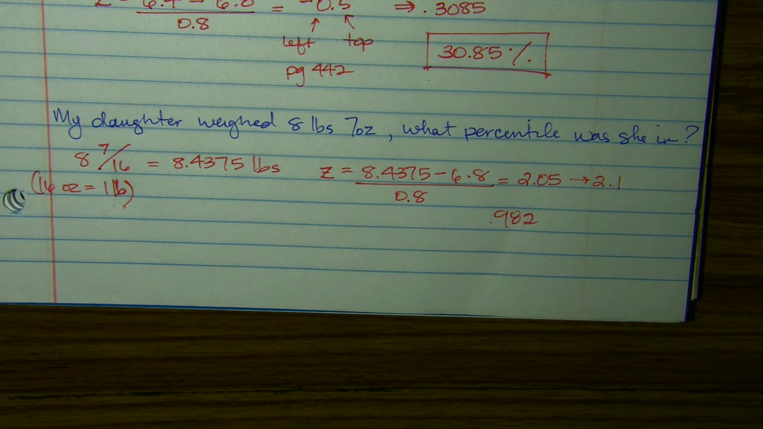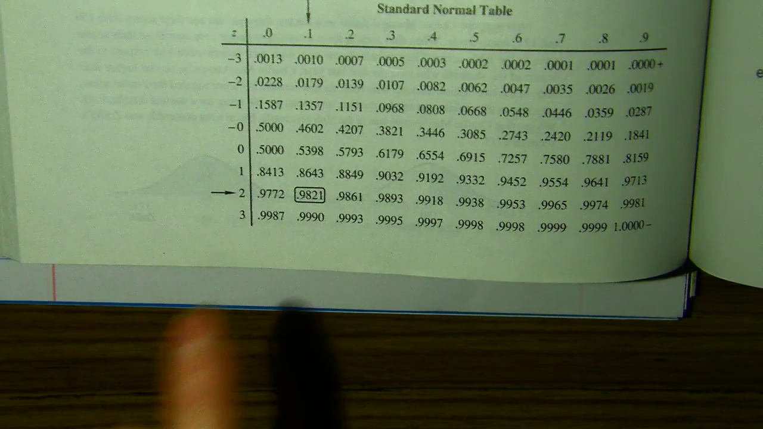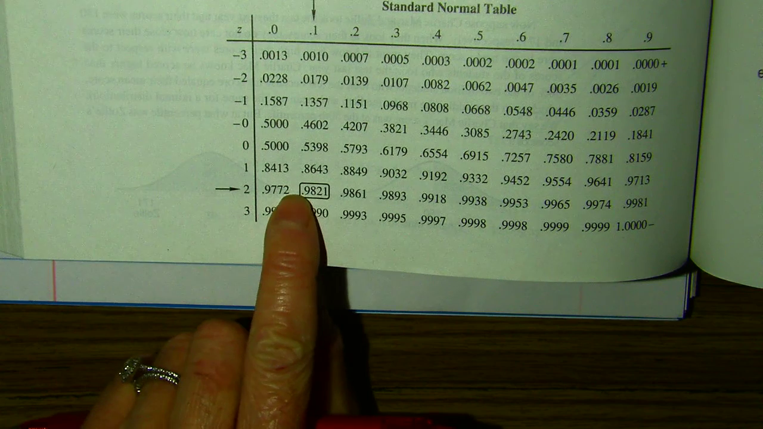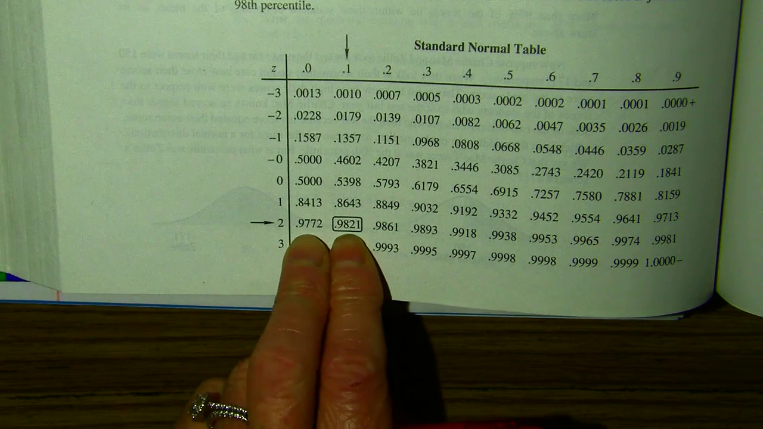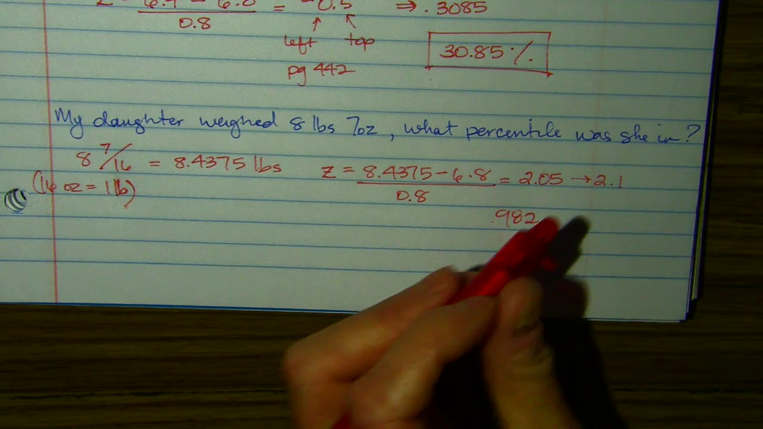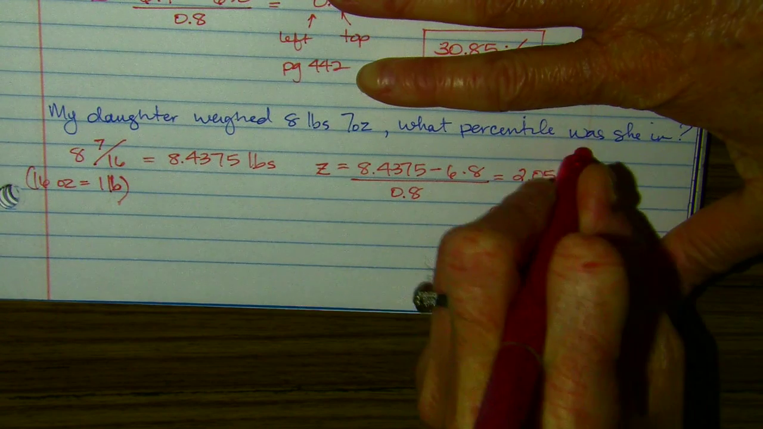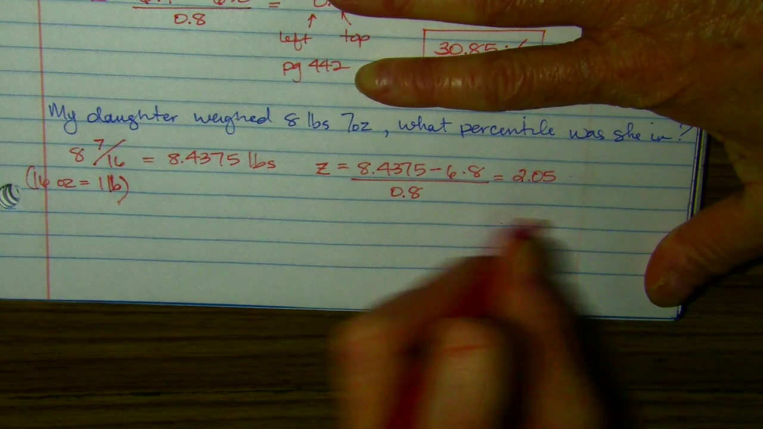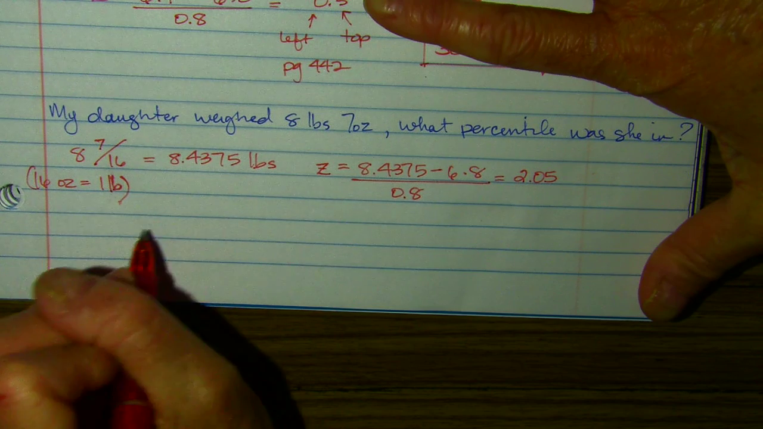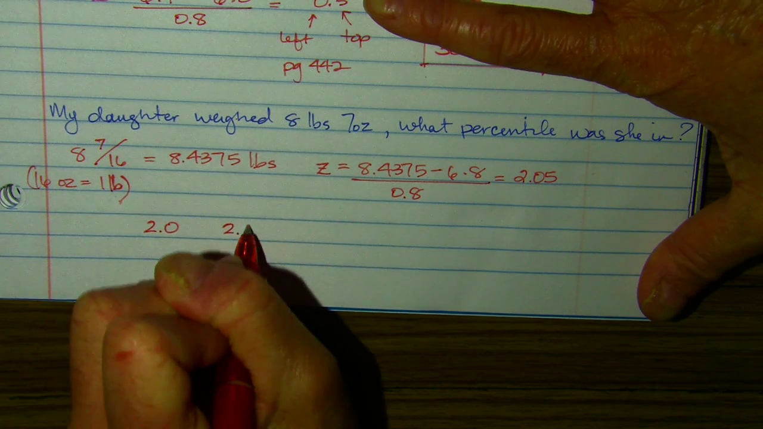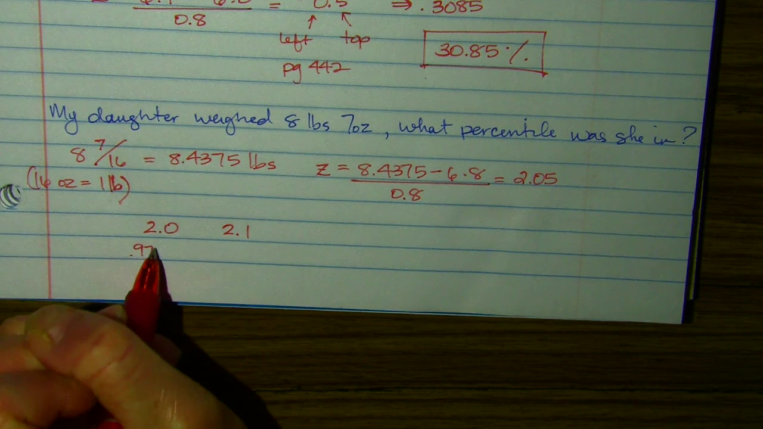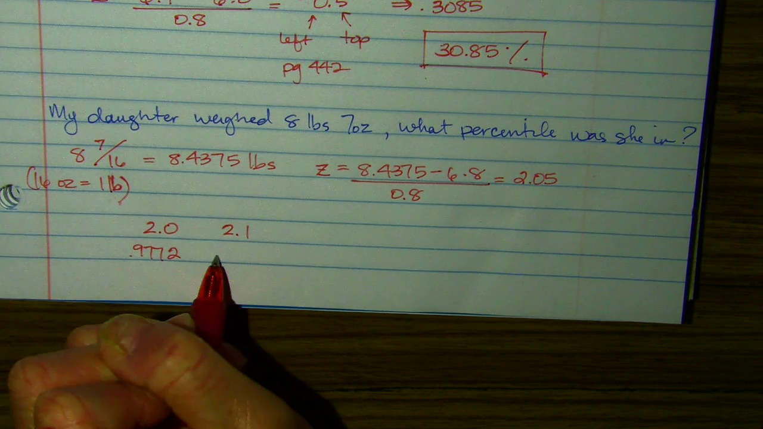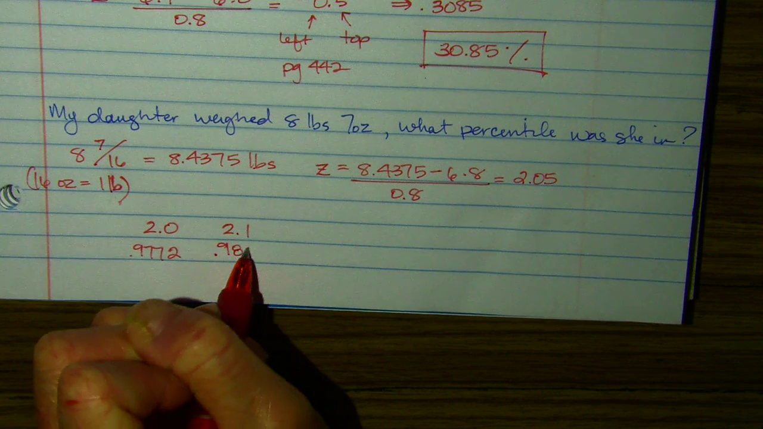Well, actually, she would be exactly in the middle of 2.0 and 2.1. She would be in between these two data points. So I'm going to record them both. She is right in the middle. 2.05 is in the middle of 2.0 and 2.1. And so for 2.0, I get 0.9772. And 2.1, I get 0.9821.